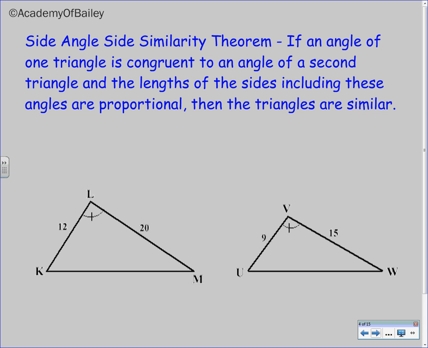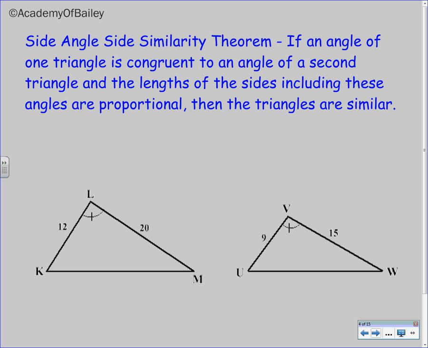Wow. Here we go again. We got some good stuff going on the screen right now. Side angle side similarity theorem. This is going to be the last similarity theorem that we discuss. So far we have angle angle similarity theorem, side side side similarity theorem, and side angle side similarity theorem.